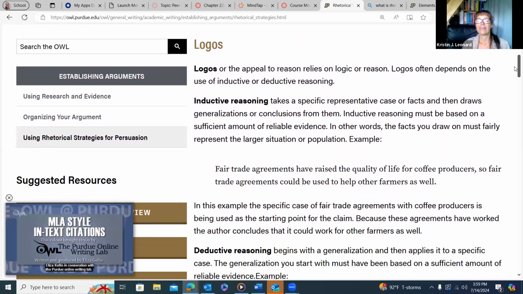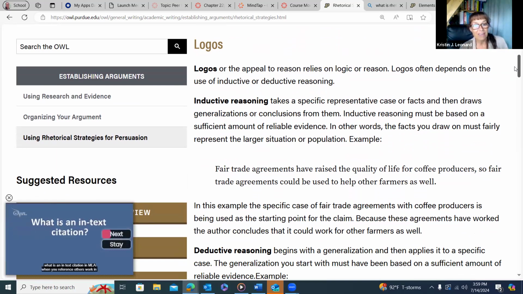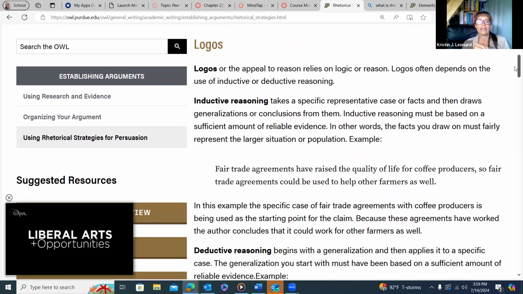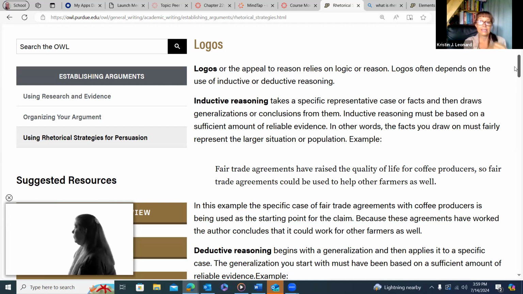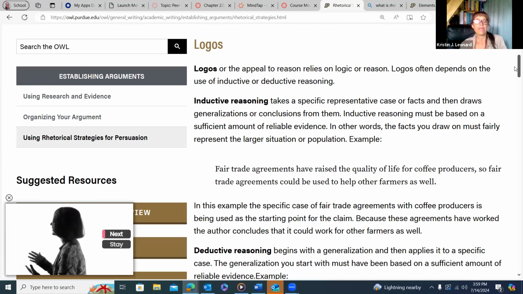So actually, you've been using these 3 strategies probably all your life. We just haven't put a name to it. First of all, we have logos, an appeal to reason that relies on logic or reason. So it basically takes 2 approaches. It either depends on inductive or deductive reasoning.